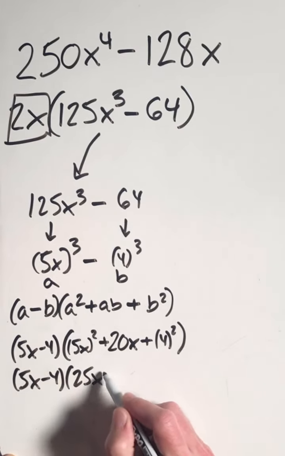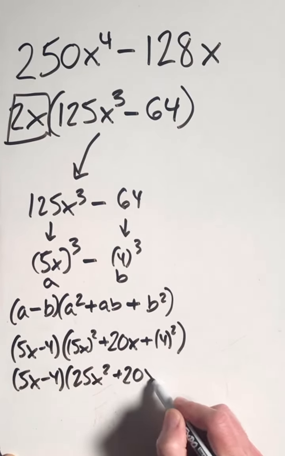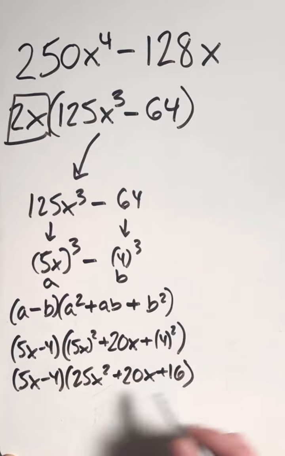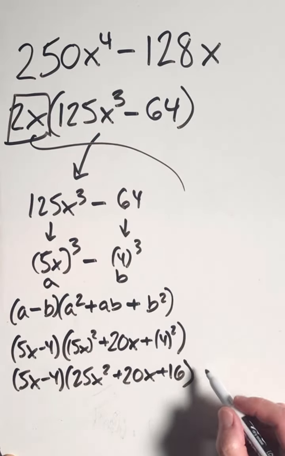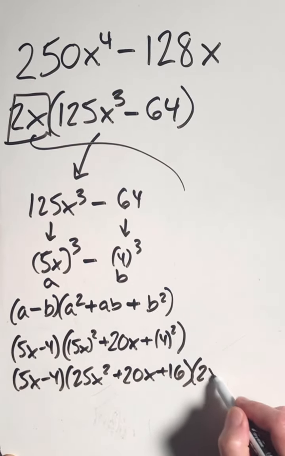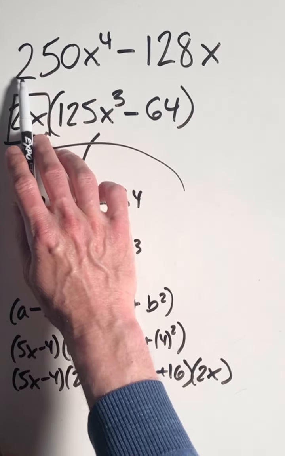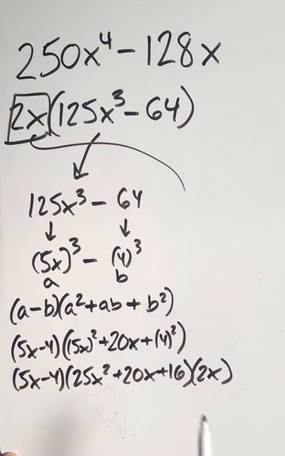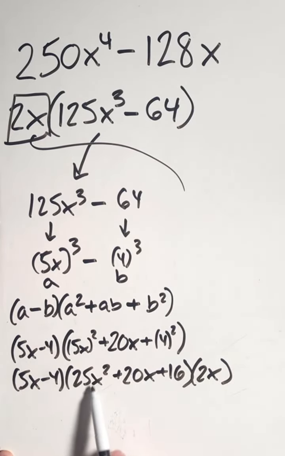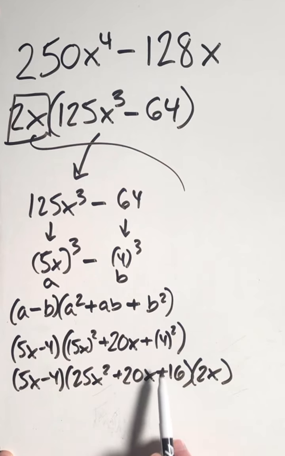So this would be 25x squared plus 20x plus 16, and we still have this factor of 2x that we could put either out front or in here. So this entire expression, 250x to the fourth minus 128x, would factor into 2x times 5x minus 4 times 25x squared plus 20x plus 16.